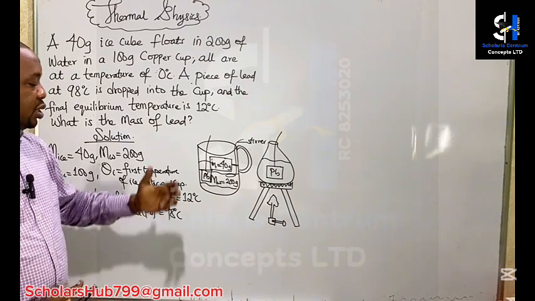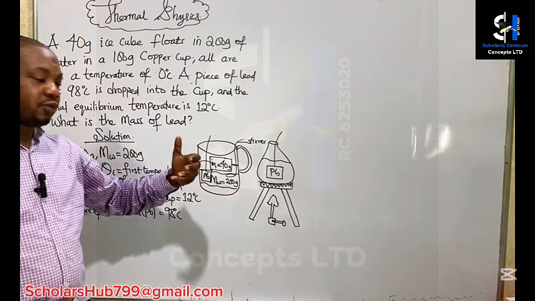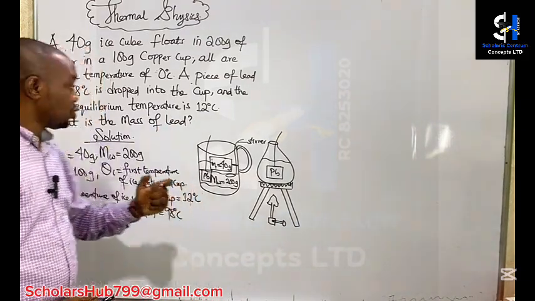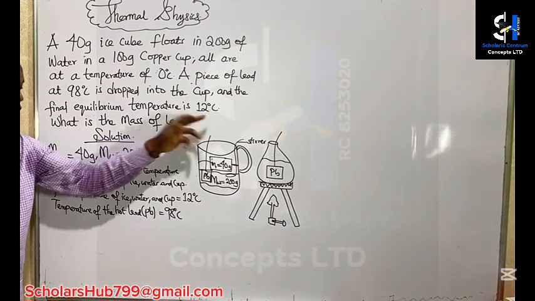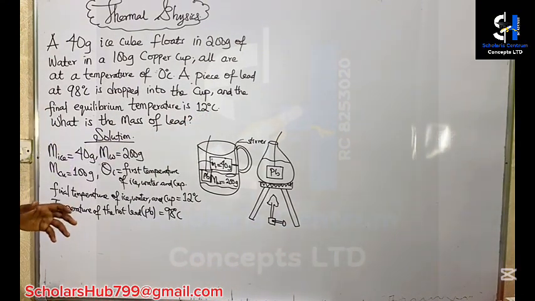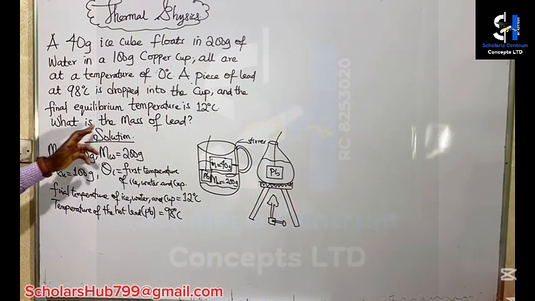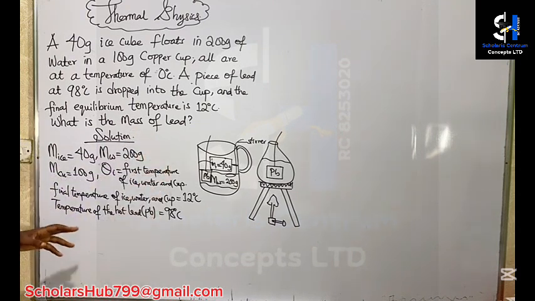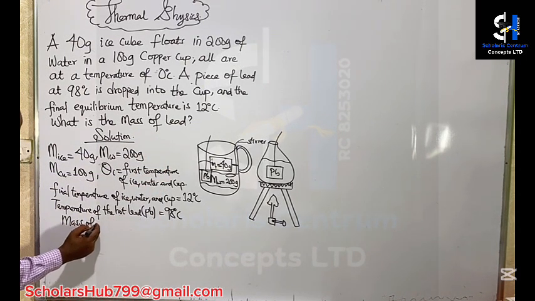And when it loses heat, its temperature will drop from 98 degrees Celsius to this temperature, which is 12 degrees Celsius. So now we want to find out the mass of the lead. To be able to calculate the mass of the lead, let's write the mass of lead.